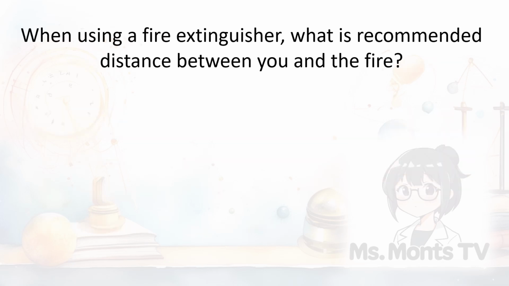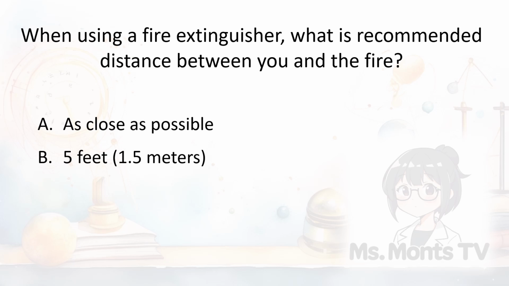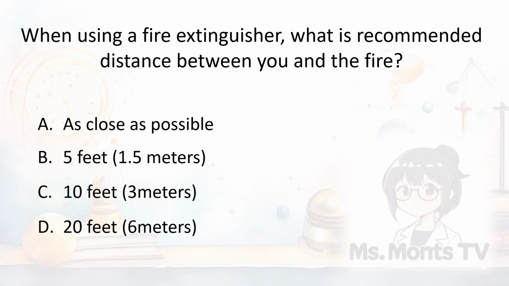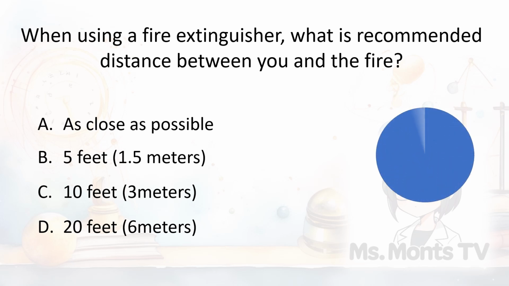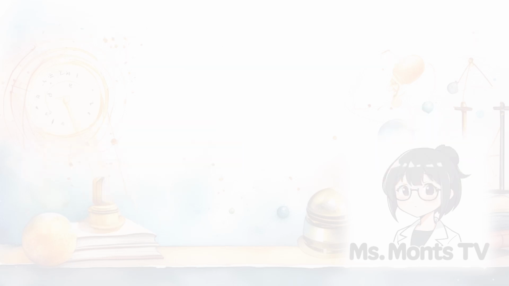When using a fire extinguisher, what is the recommended distance between you and the fire? A. As close as possible. B. 5 feet or 1.5 meters. C. 10 feet or 3 meters. D. 20 feet or 6 meters. Letter B. 5 feet or 1.5 meters.